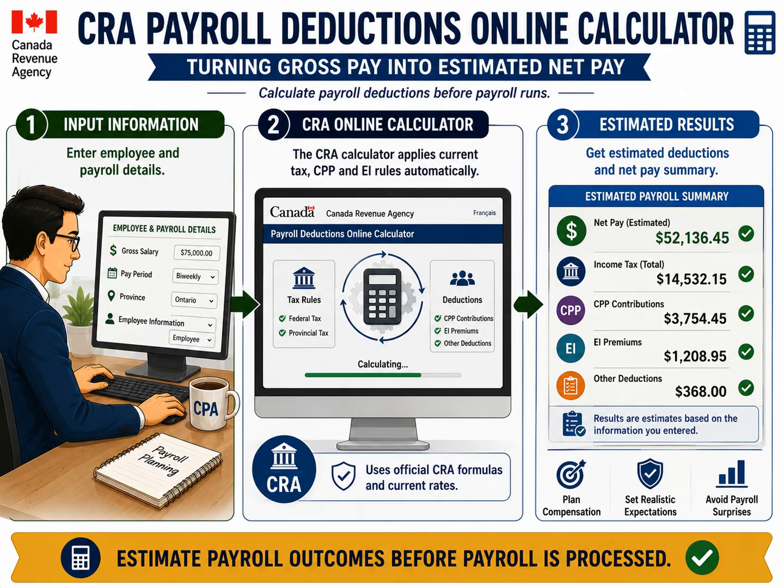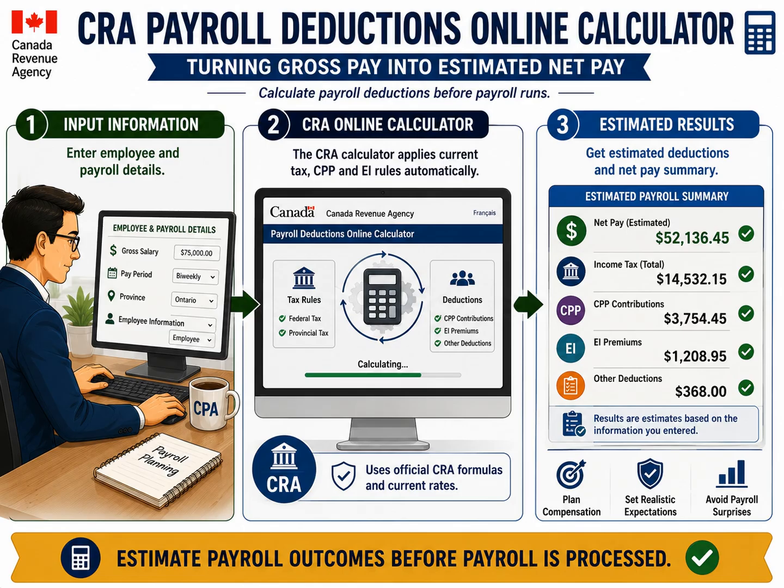Let's look at the workflow shown on the slide. On the left side, we begin with input information. Before any payroll calculation can occur, certain information must be entered into the calculator. This typically includes the gross salary amount, the payroll frequency, the employee's province of employment, and other payroll-related details. These inputs form the foundation of the calculation. The more accurate the information entered, the more useful the estimate will be.